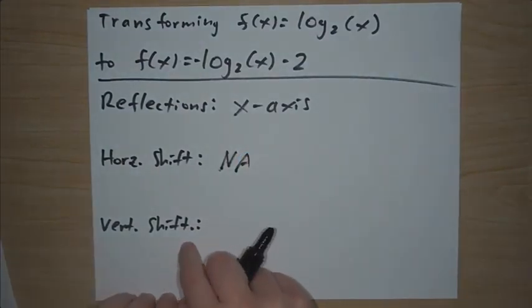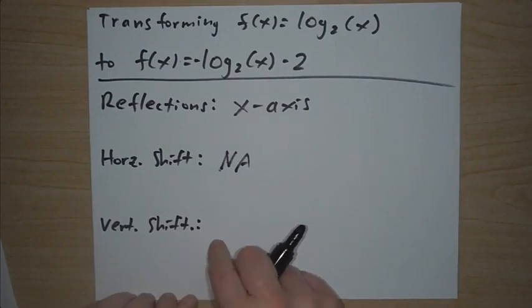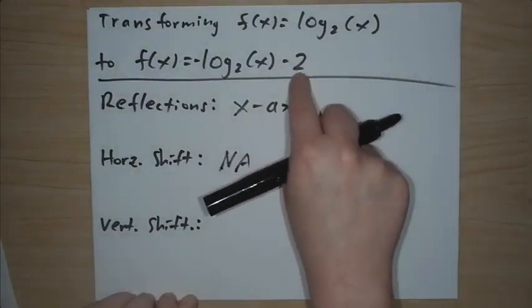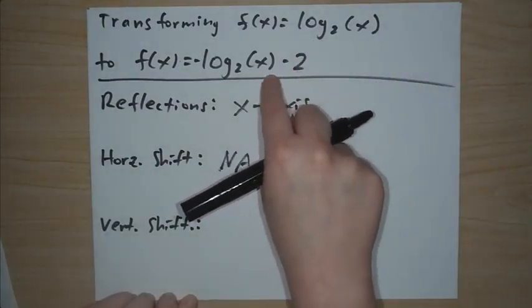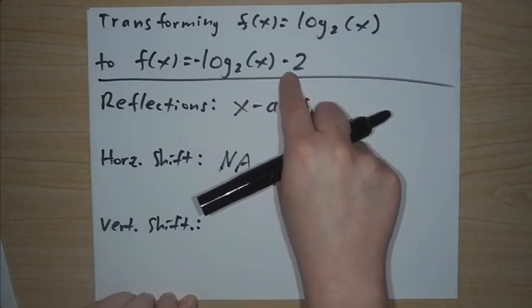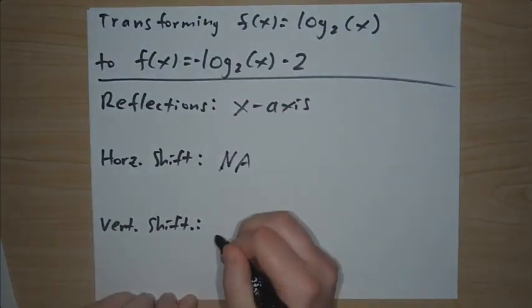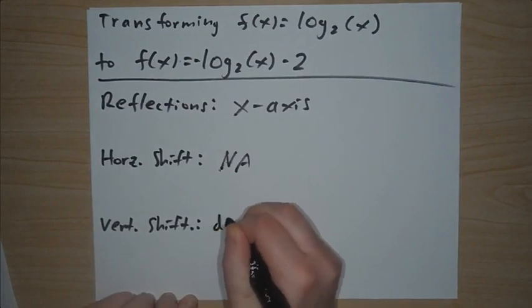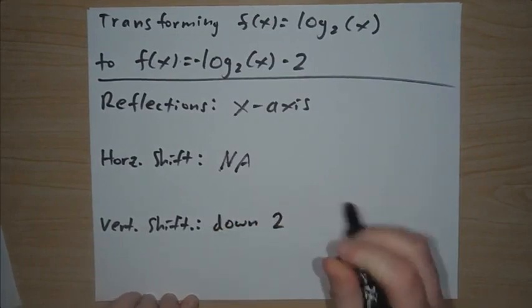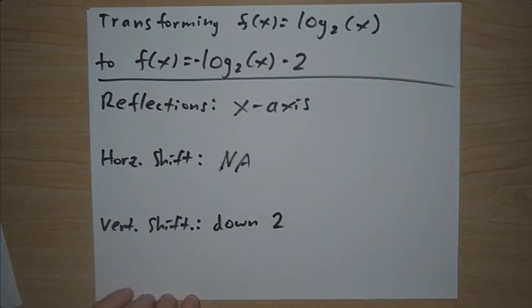Vertical shifts happen when something is added or subtracted from the function itself. So this negative 2 here is making the entire function go downwards. So there is a vertical shift of down 2. And we're going to graph this function and see what it looks like.